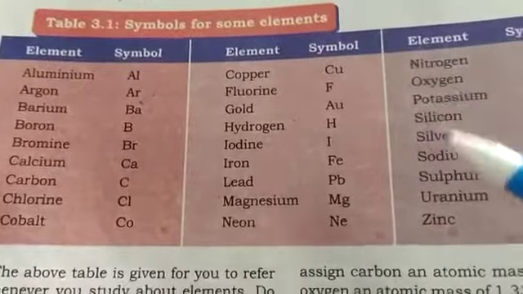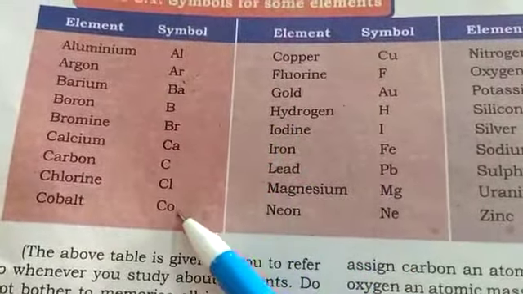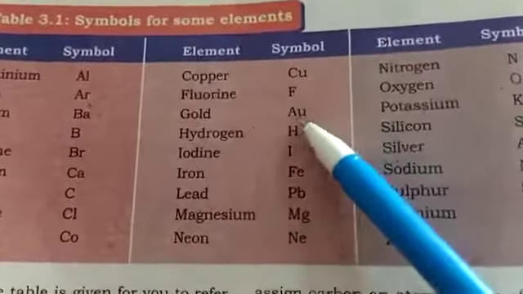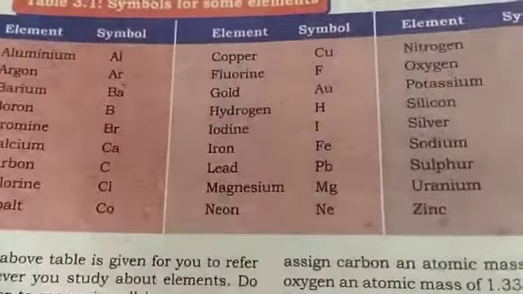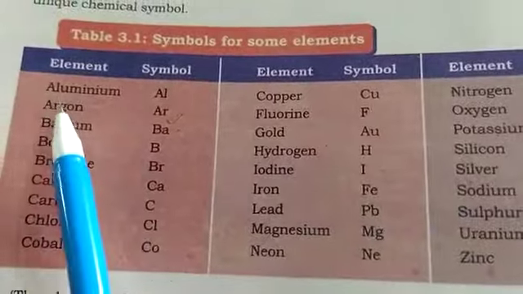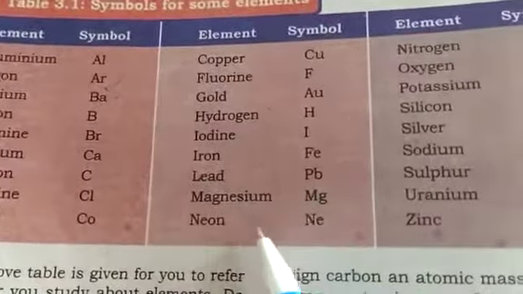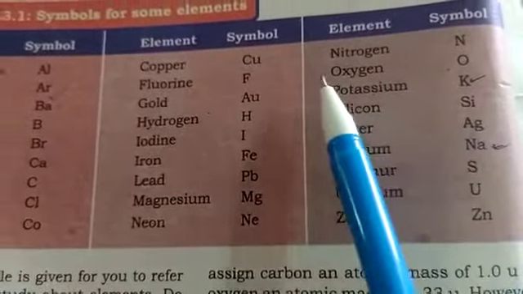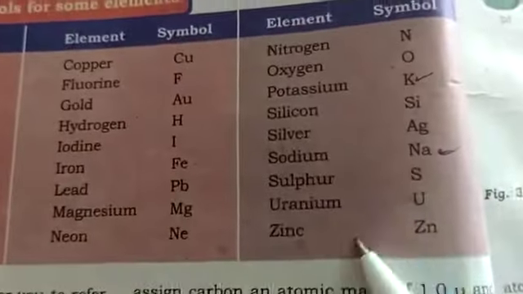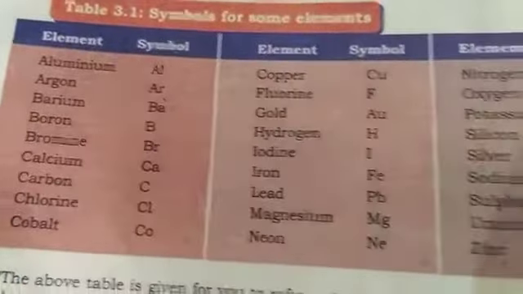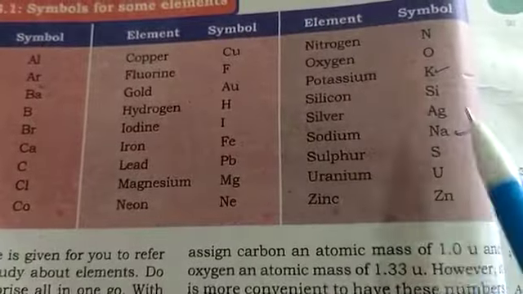Here you can see in your book the symbols for some elements: aluminum, argon, barium, boron, bromine, calcium, carbon, chlorine, cobalt, gold, hydrogen, magnesium, neon. These are a few symbols given, so you can practice them. You can see that somewhere the first letter and the second letter are taken, somewhere the Latin name is used, like potassium, K, and somewhere only the first letter is taken. Similarly, each and every element has a unique symbol and a unique name.